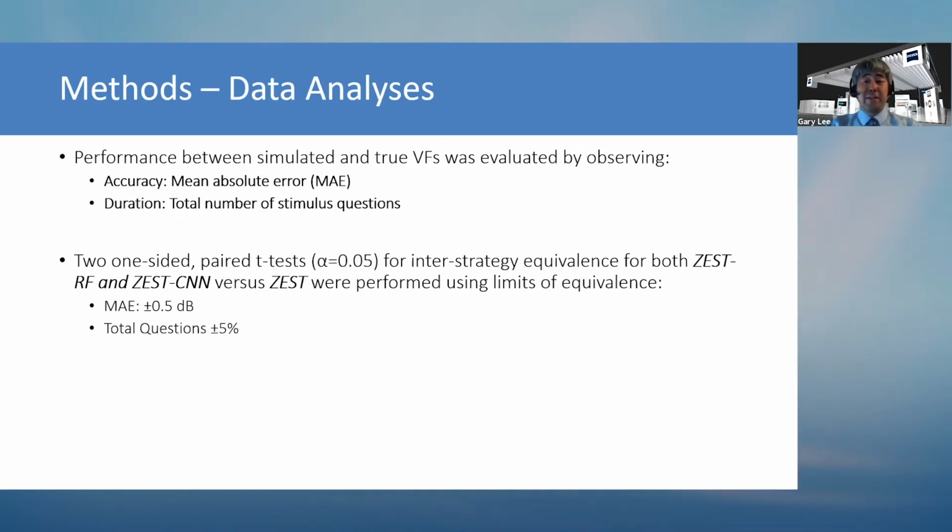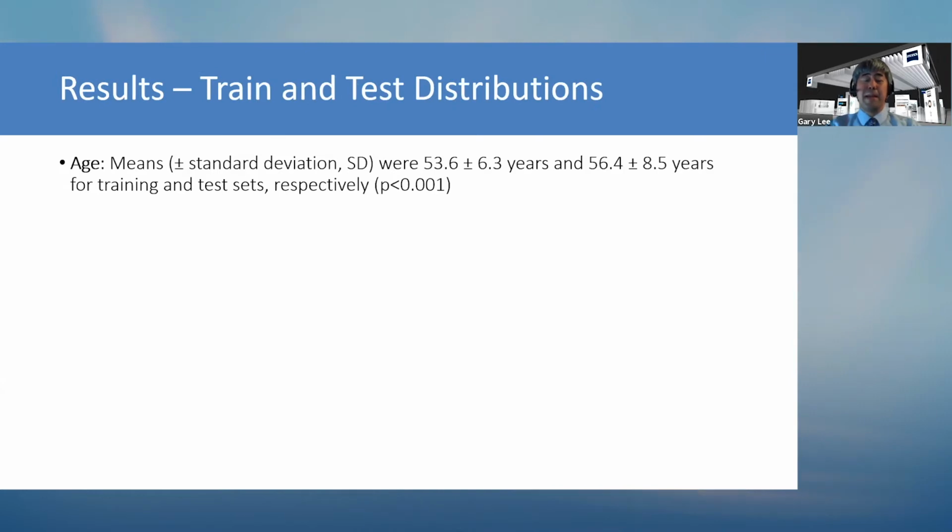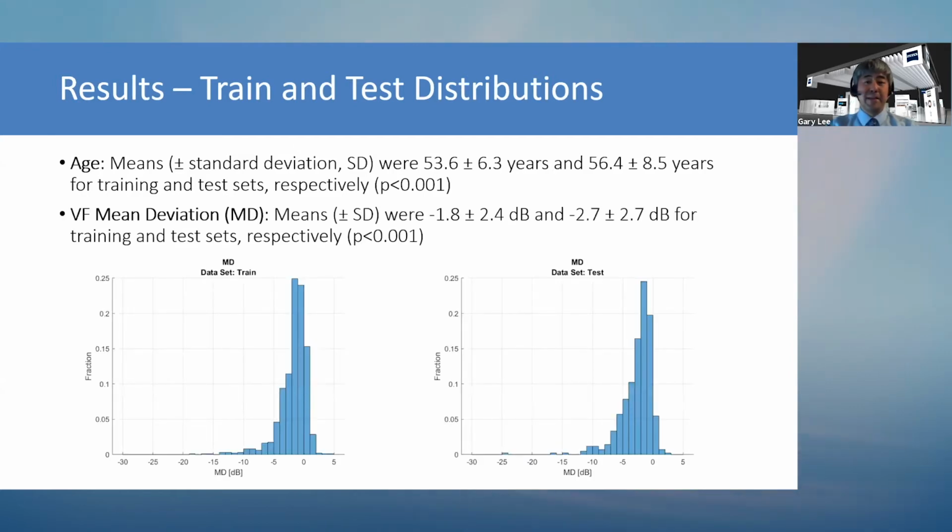So the performance between the final simulated and input true visual fields were evaluated by looking at the mean absolute error, or MAE, for accuracy, and the total number of stimulus questions for test duration. Then we did equivalence tests at a confidence level of 95% to evaluate inter-strategy equivalence for both ZEISS RF and ZEISS CNN versus ZEISS. The limits of equivalence here were 0.5 dB for MAE and 5% for total number of questions. The mean ages in the population for the training and test distributions were 53.6 and 56.4 years for the training and test sets, and the mean visual field mean deviations were minus 1.8 and minus 2.7 dB for the training and test sets.